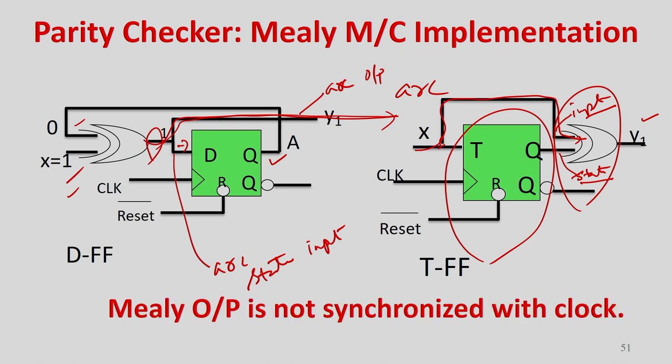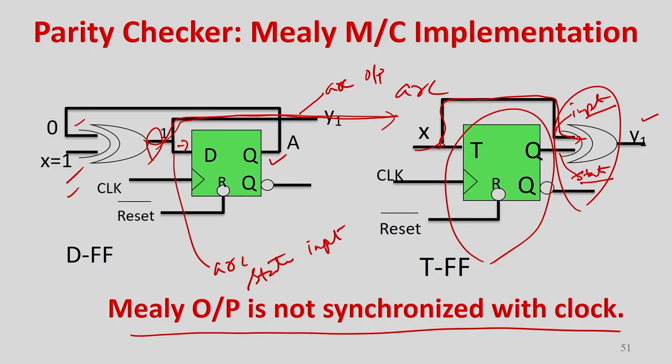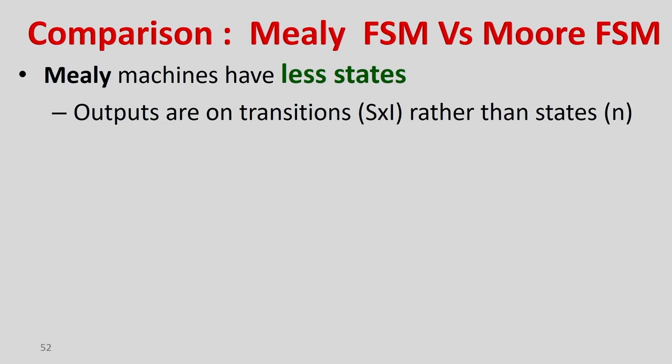So, Mealy output is not synchronized with the clock. State transition is still synchronized, but output is not synchronized; immediately when input changes, output changes. Because of this, input gets transferred to output and there may be some glitches. Suppose input changes very frequently and the clock changes slowly, then this input will get reflected onto the output, which may not be a desired thing, but sometimes with a Mealy machine we can optimize better.